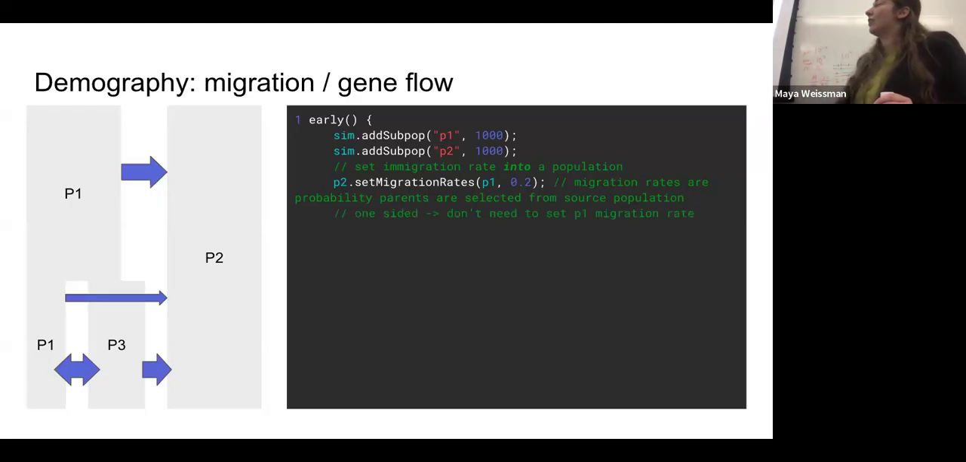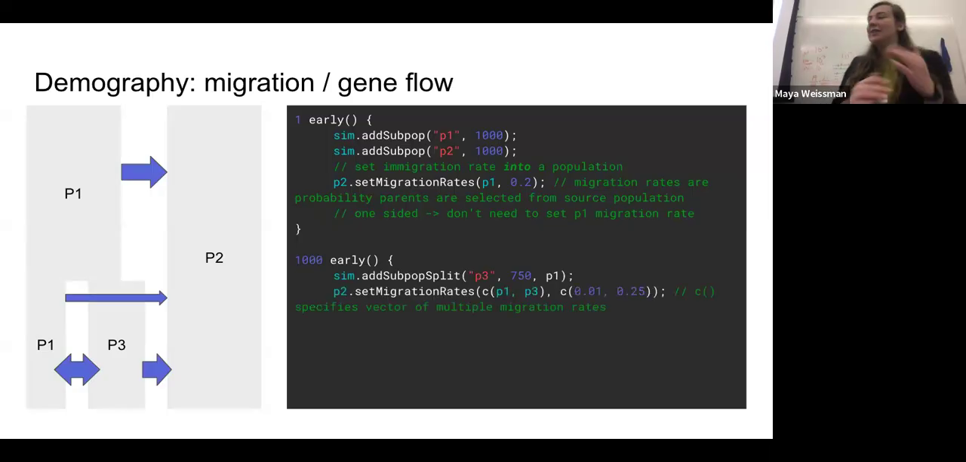Because you're setting immigration rates separately for every single population, they can be very one-sided. So in this particular case, I've set a migration rate for P2, but I haven't set one into P1. So that means that for individuals in P2, there's a 20% chance your parent is actually from P1. For individuals in P1, there's a 0% chance they ever take your parent from P2.